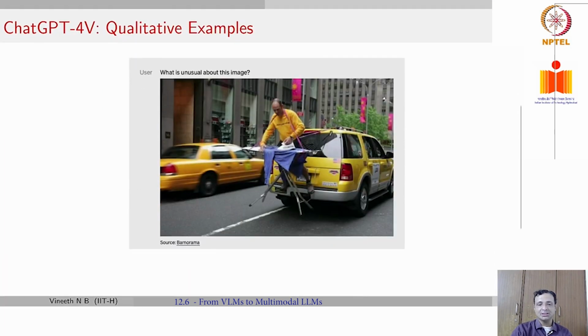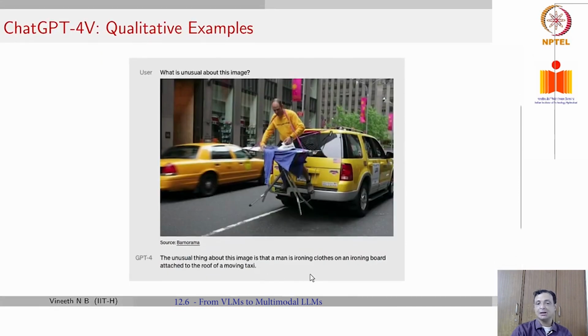What is unusual about this image? And ChatGPT 4V says the unusual thing is that a man is ironing clothes on an ironing board attached to the roof of a moving taxi. This is fairly good understanding of the image that these models capture at this point.